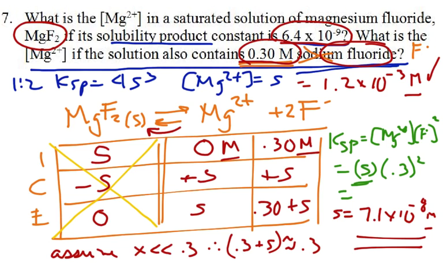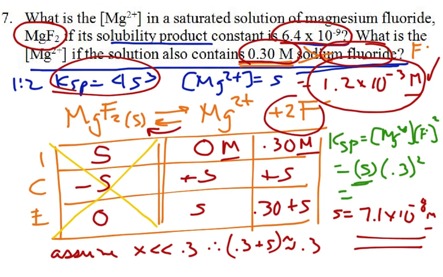So we can see what happens is, if you try to take magnesium fluoride and just dissolve it in pure water, we get a value of 1.2 times 10 to the minus 3, and we can do that with our formula. But if we want to find out what happens if we try to dissolve it in a solution that already has some fluoride in it, then we get a much smaller number, because the chances of magnesium and fluoride bumping into each other and turning back into magnesium fluoride is much greater, so very little is going to dissolve, and our solubility becomes 7.1 times 10 to the negative 8, which is 10,000 times less concentrated.